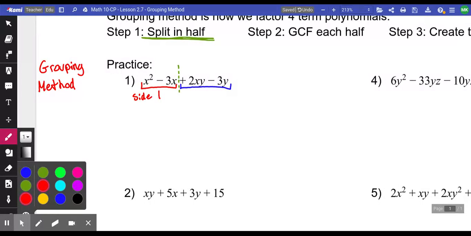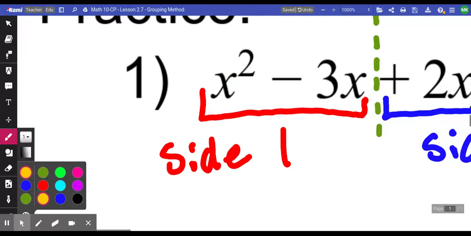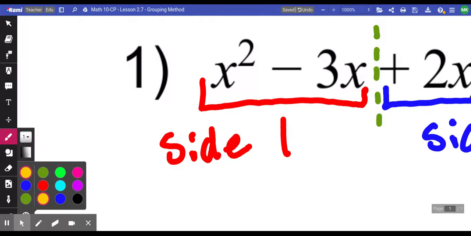2 sides, side 1, side 2. Awesome. Your second step, you are going to take a greatest common factor out of each half. So if you were to look just at the red side, you want to take a greatest common factor out of just the red side. Well, if I look at just the red side, both of them could divide by x.